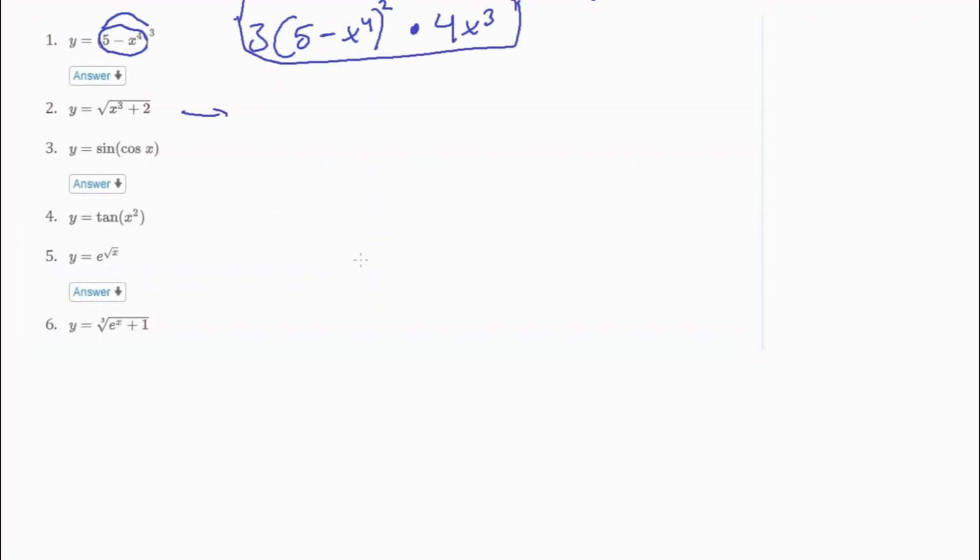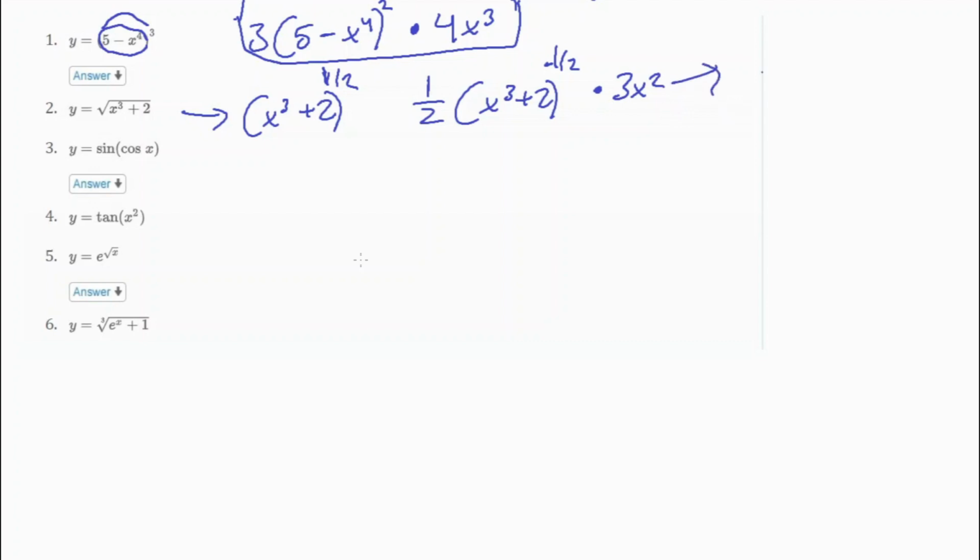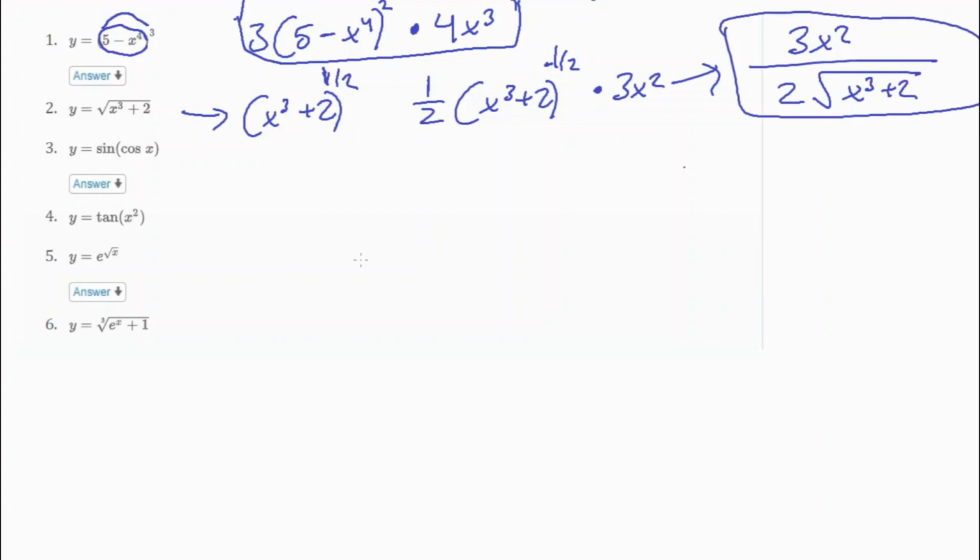Now let's take a look at number 2. We have the square root of x cubed plus 2. We could rewrite that as x to the third power plus 2, to the half power. And now we can find the derivative using the chain rule. So we're going to have half, we bring that over to the front, the inside stays the same, and we subtract the exponent by 1, so we're going to have negative half. And then multiplied by the derivative of the inside, which is going to be 3x squared. If we rewrite this out, we're going to have 3x squared over 2 square root of x cubed plus 2. And that would be your final derivative.